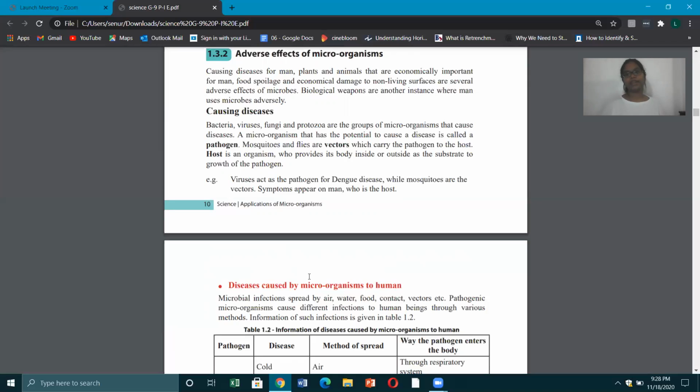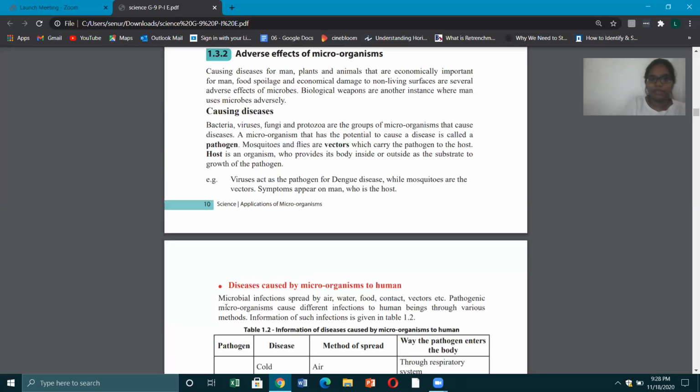Why do parents and elders ask us to cover the meals every time if you're not eating? Because flies can come and spread diseases. You can get diseases, you can even get diarrhea. So we have to protect the food from mosquitoes and flies, and protect ourselves as well. The host is the organism that provides its body, inside or outside, as the substrate for the growth of the pathogen. So if I'm getting the disease, I'm the host.